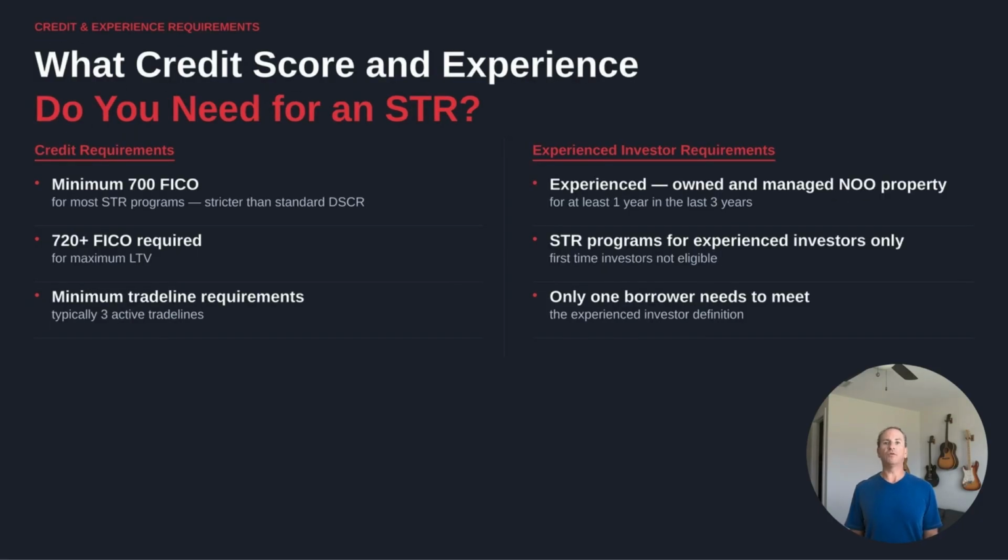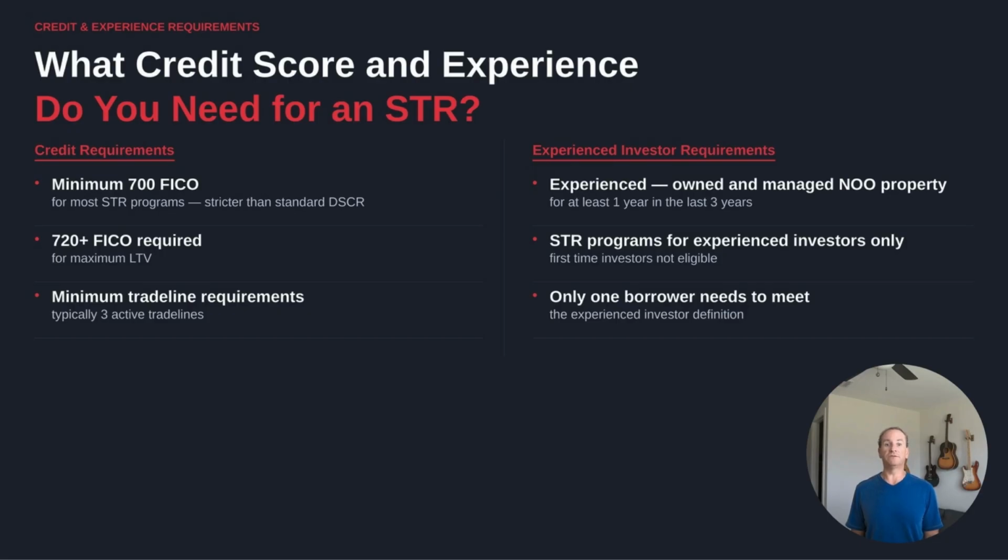So to recap, what credit score and how much experience, in terms of qualifying for the mortgage, do you need to purchase a short-term rental? Once again, you need a 700 score minimum generally, to get the higher loan to value of at least 75%. If you can get over a 720 credit score, then we can get closer to 80% loan to value. Minimum trade lines, you need 3 trade lines.